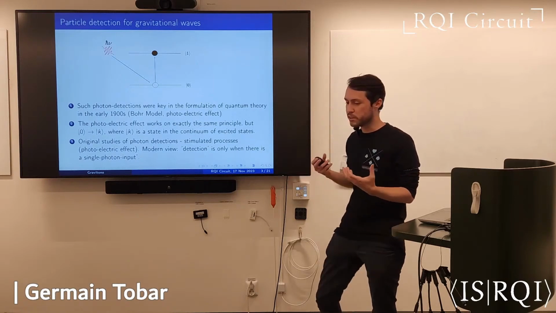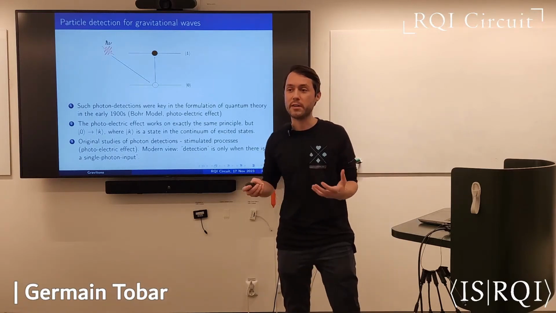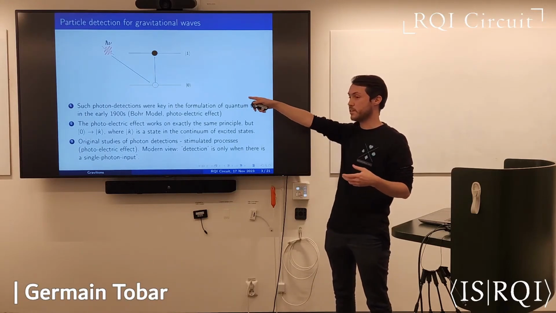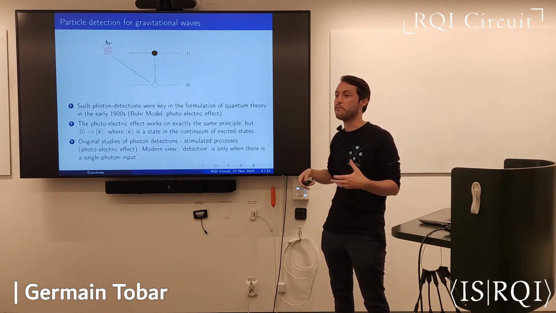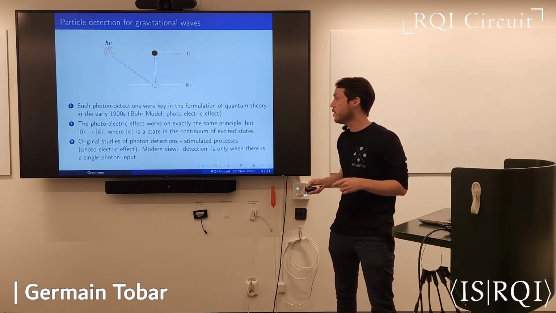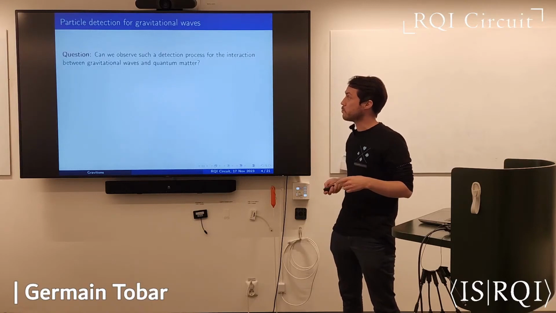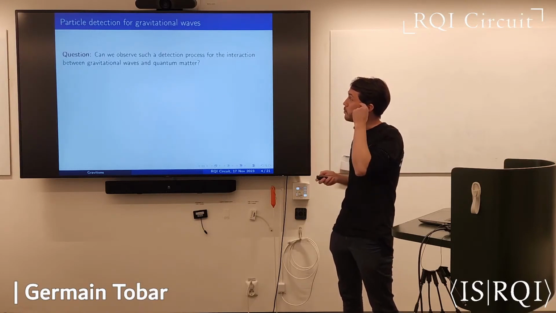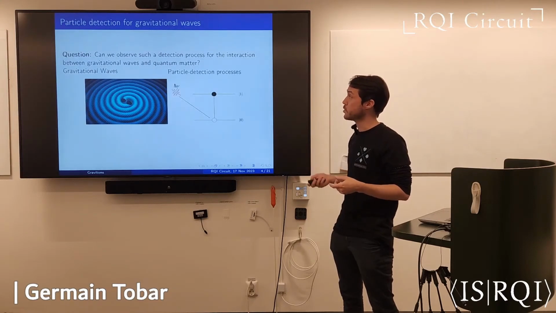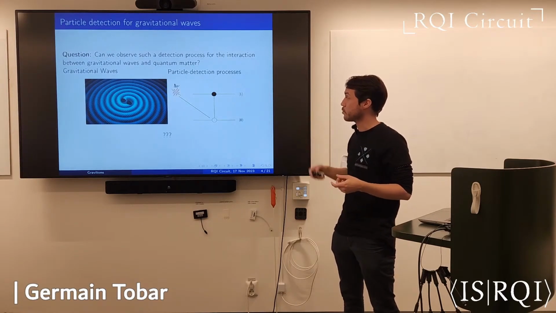However, the original studies of the photoelectric effect were not single photon input. They were stimulated processes where the wave the detector was interacting with was really of high amplitude, consisting of many, many photons, rather than just one photon. So the question that was set out to answer in this project was, can we observe a detection process, like I was just explaining, for the interaction between gravitational waves and quantum matter?